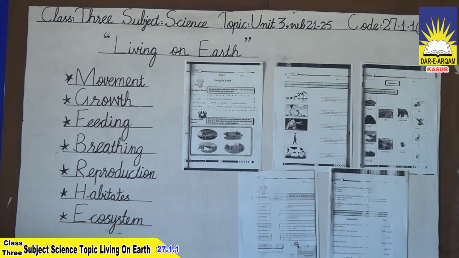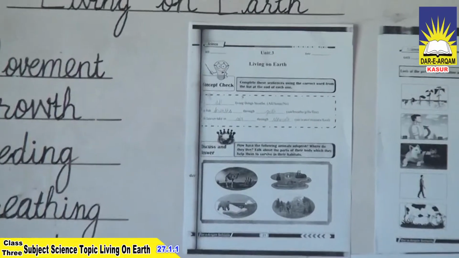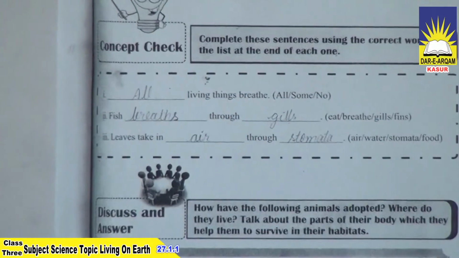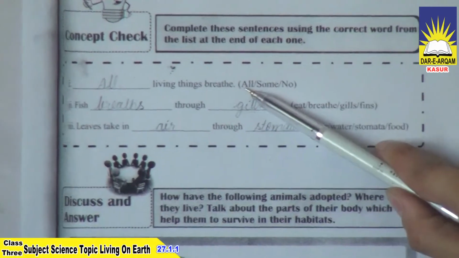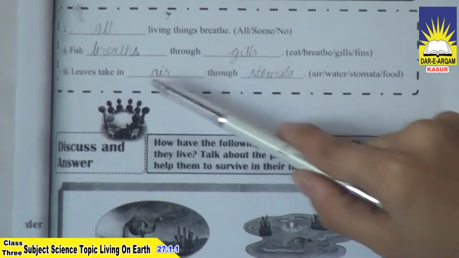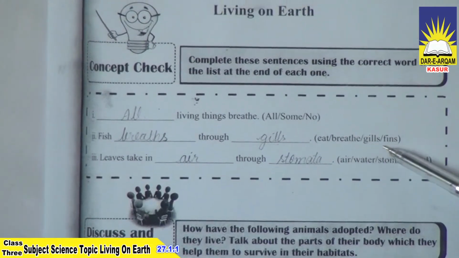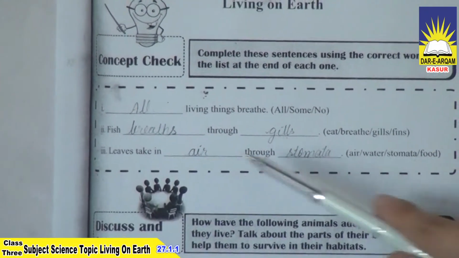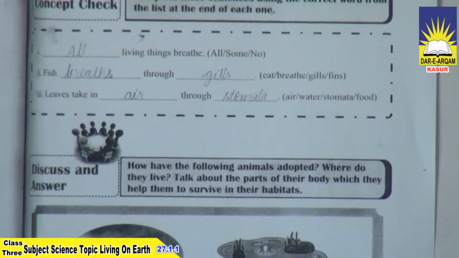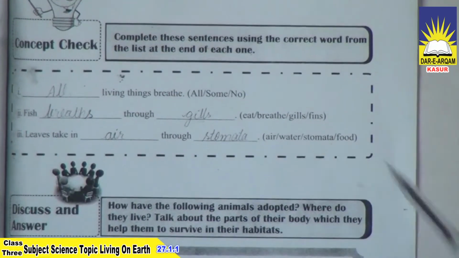Now we move on to the workbook pages. First one is Living on Earth, and concept check. Number one: dash living things breathe, and we have options all, some and no. The answer is all living things breathe. Second: fish dash through dash, options eat, breathe, gills and fins. So fish breathe through gills. The third one: leaves take in dash through dash. Leaves take in air through stomata.